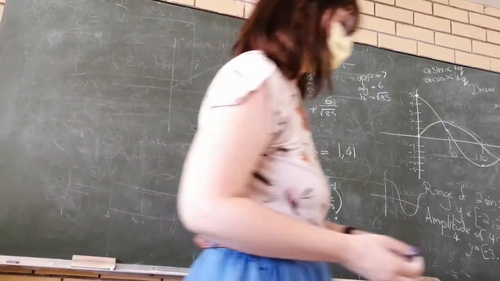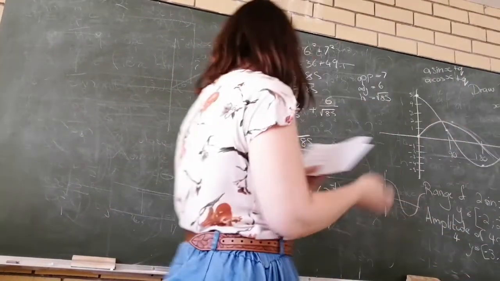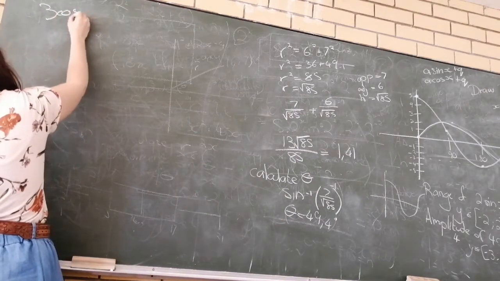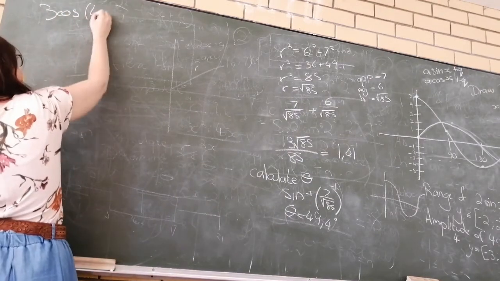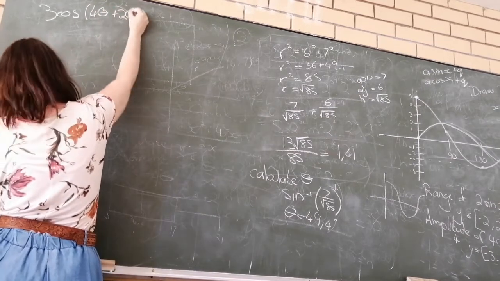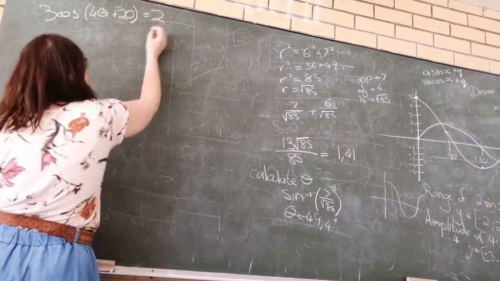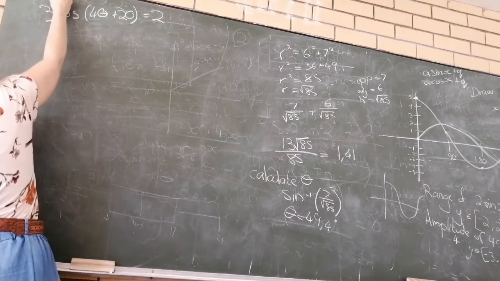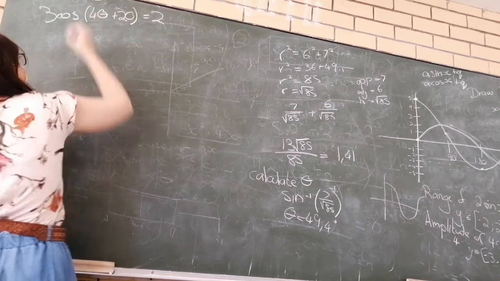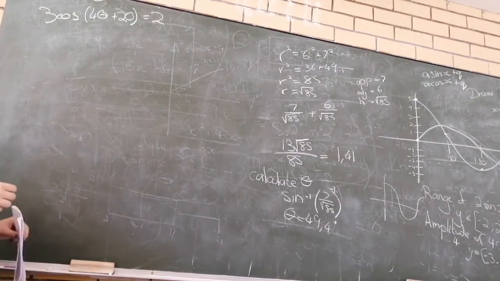The next thing we're going to do is I've got 3 cos of 4 theta plus 20 equals 2. Yes, we're doing trigonometry. Solve for theta. How do I solve for theta?